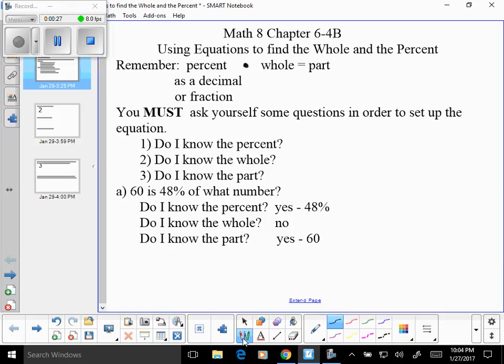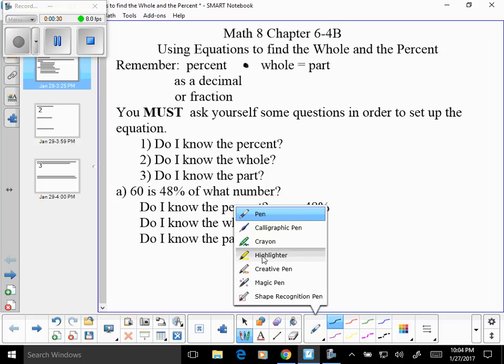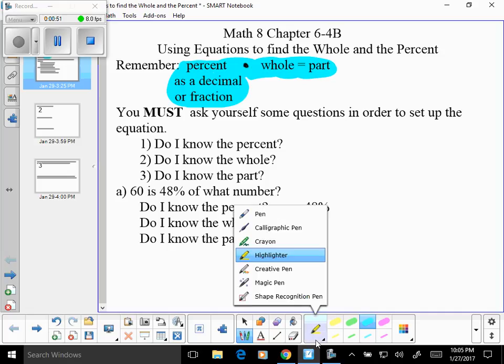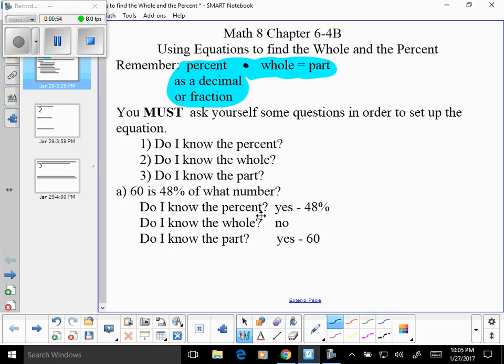Now just as with proportion, percent over 100 equals part over whole, remember that with equations we have percent as a decimal or a fraction times the whole equals the part. And that's something you have to memorize, you have to know. Just like you have to know percent over 100 equals part over whole when we're doing proportions.